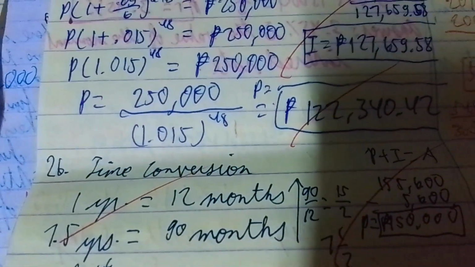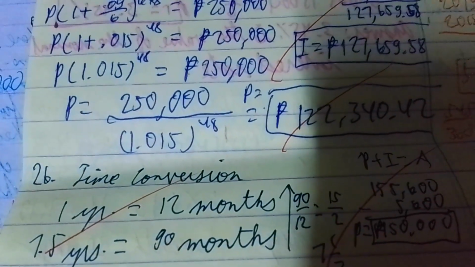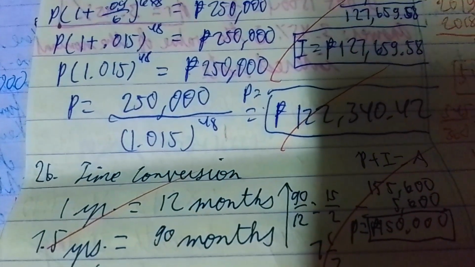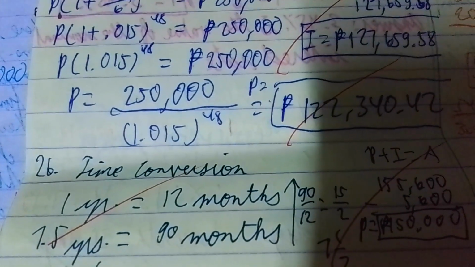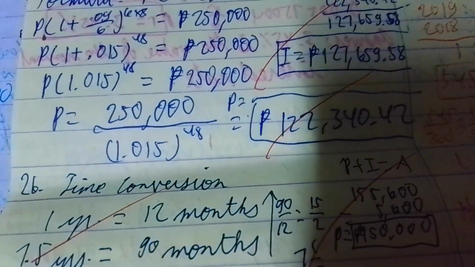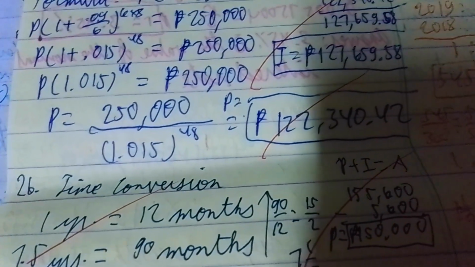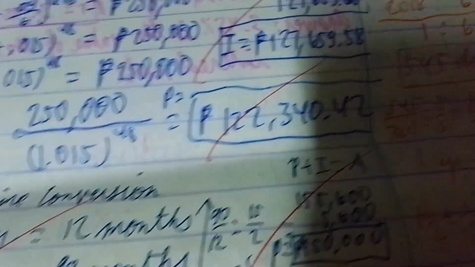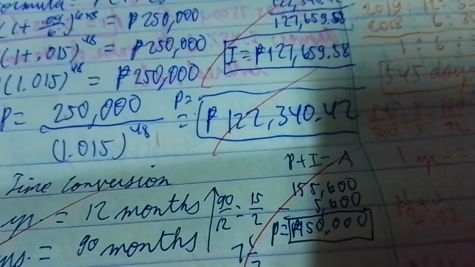Remember, 1 year is worth 12 months. But you have 90 months. What do we do with those 90 months? We have to convert. So, applying ratio, 90 divided by 12, we get 90 over 12. Simplifying the fraction, we get 15 over 2.